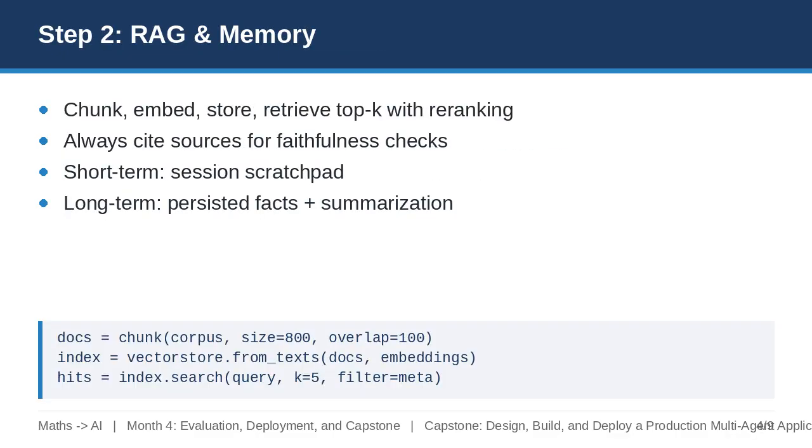For retrieval, chunk your corpus into roughly 500 to 1000 token pieces with overlap, embed them, and retrieve the top K with re-ranking or metadata filters. Critically, always cite the sources you used so you can later measure faithfulness. For memory, separate short-term, which is the in-session scratchpad, from long-term, which persists user facts and prior results. Add a summarization step so long-term memory doesn't grow without bound.